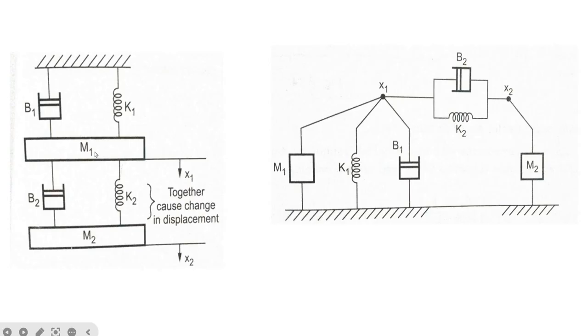Now under the influence of x1, you have m1, k1, b1. Therefore, these three elements will be connected parallelly under the influence of x1. Next is b2 and k2. These are in between x1 and x2. Therefore, these two elements will be connected in between these two nodes parallelly, like this. So this is the equivalent mechanical system for the given mechanical system. This is how we draw the equivalent mechanical system from a given mechanical system by using the node method or the nodal method. Thank you.